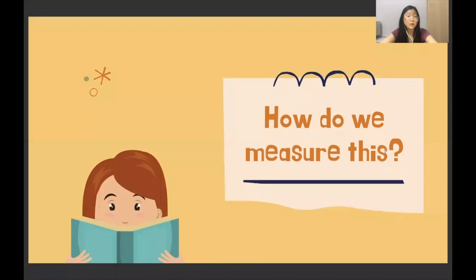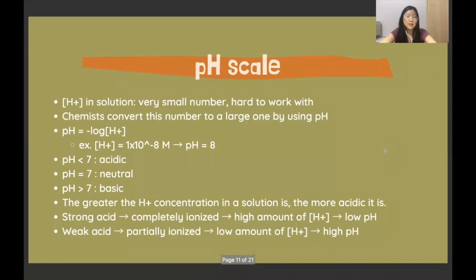All right, so how do we measure acidity and basicity? Let's start off by talking about the pH scale. The hydrogen ion concentration, as you can imagine, is a very small number, right? And so this is very hard to deal with. In order to make it easier for us, we convert this number into a larger one by using the idea of pH. pH is the negative log of the hydrogen ion concentration. So if your H plus concentration is 10 to the negative 8 molar, then you would take the negative exponent of that, right? So the negative exponent of negative 8 would be 8. So pH would be 8.